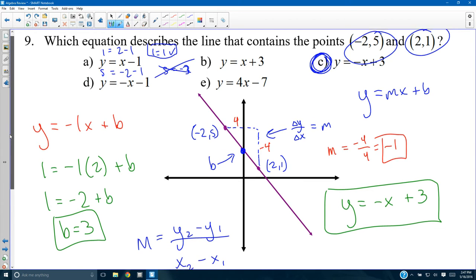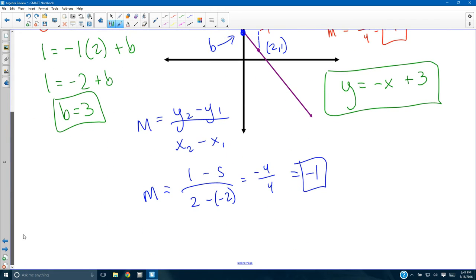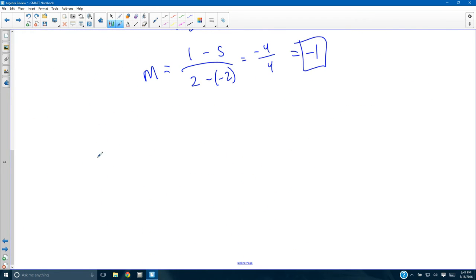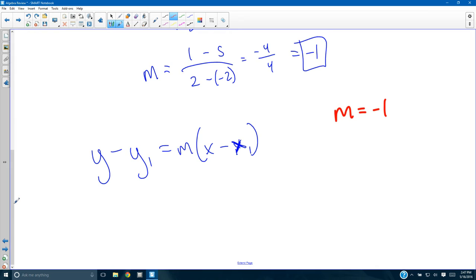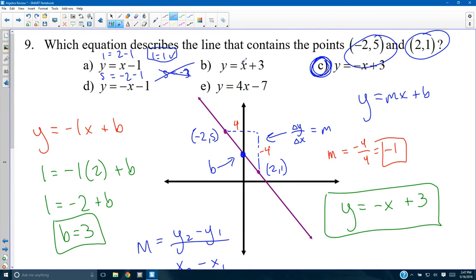Let me do one more, actually. I'm going to use what's called point-slope form. Point-slope form looks like this. Okay. And what happens here is you find your slope first, just like we did before. Your slope is negative 1. And then you plug in one of your xy values directly into this equation. Now, it doesn't make this any easier of a problem because you still have to get everything moved over.